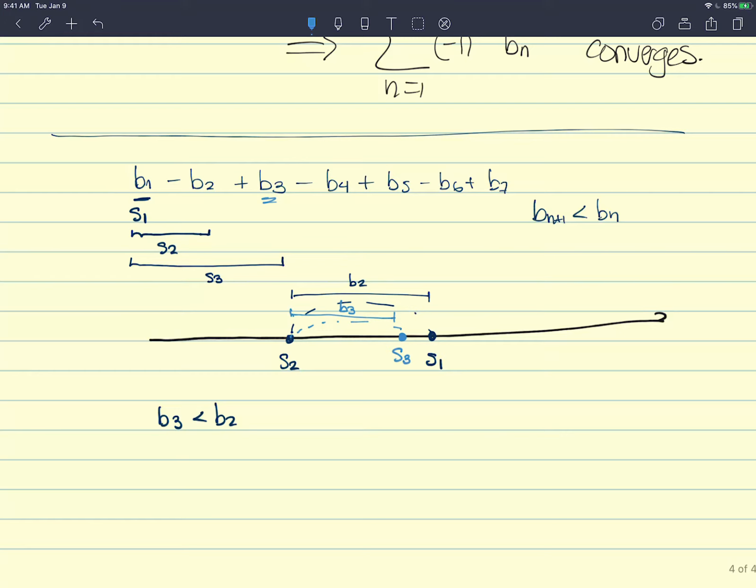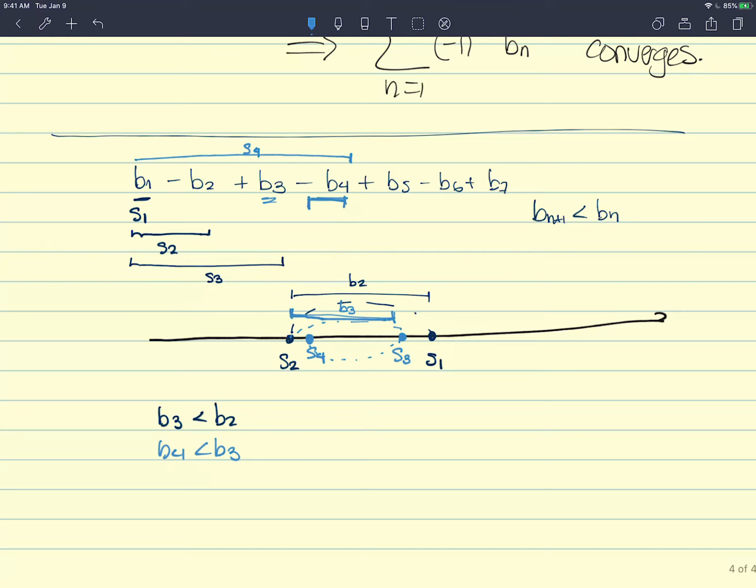With the same reasoning, if I add the first four terms to get S4, the new term is subtract B4 from what I had, and B4 is smaller than B3. So if this distance was B3, I'm going to subtract something that's smaller than that, so I'm not going to go further to the left than this one, right? So this is going to be S4.